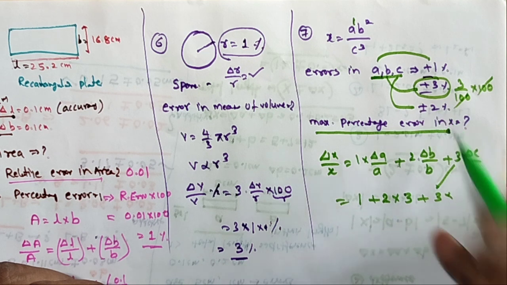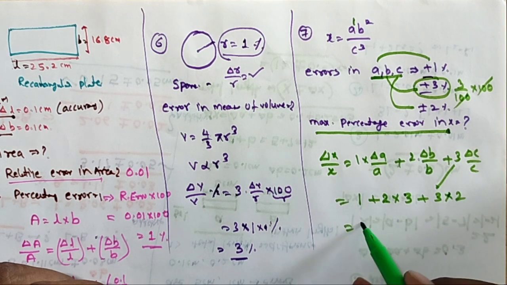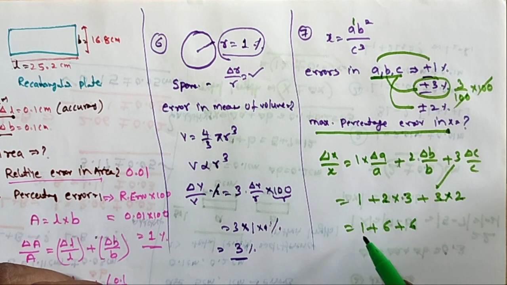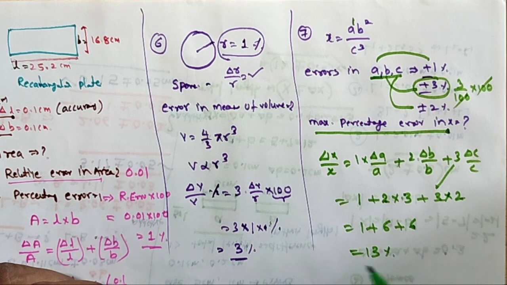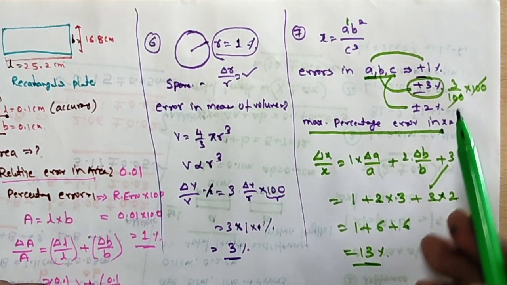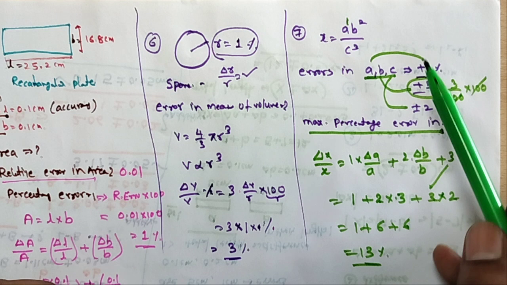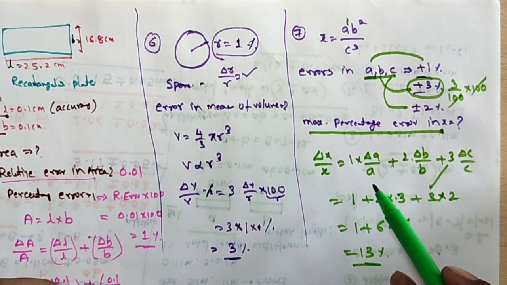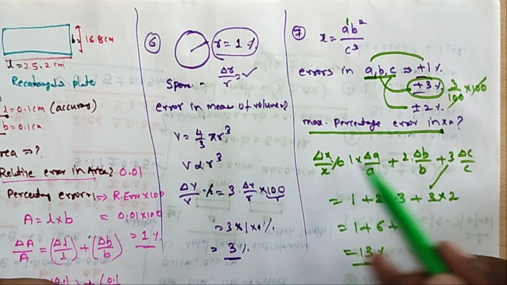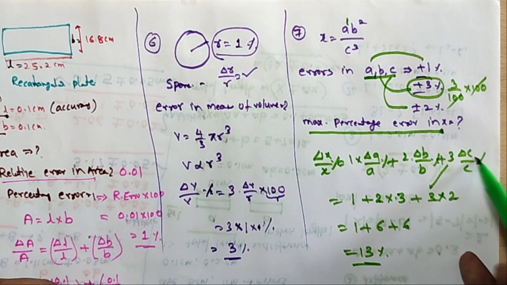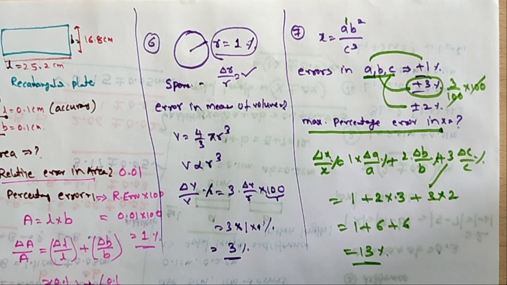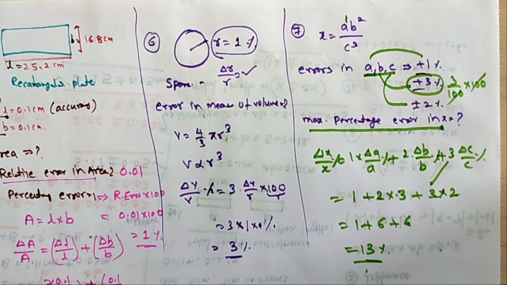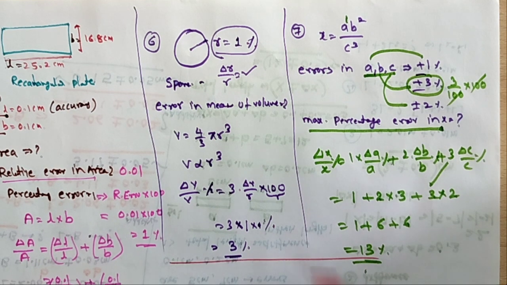Plus 3 times the value of delta C by C, which is 2. So that is 1 plus 6 plus 6, 12 plus 1, 13%. This is the answer. Very simple. X is equal to AB square by C cube is given, the percentage errors are given, and you just take all the percentage errors. So what is the total answer? 13%. Sometimes different types of questions are given.